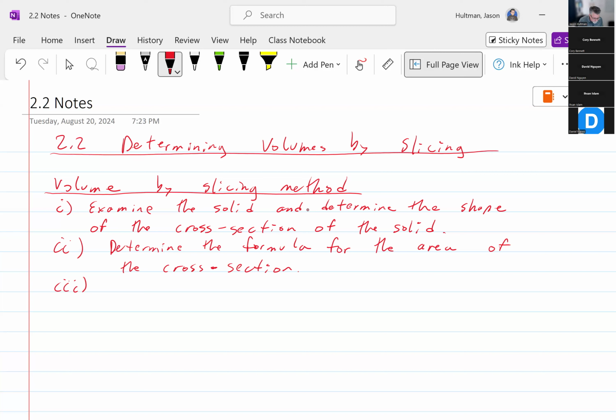Number three, integrate the area formula over the appropriate interval to get the volume.